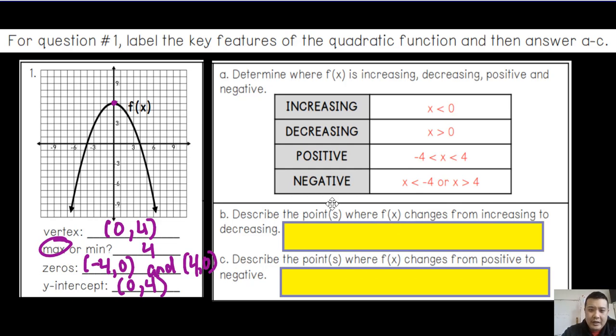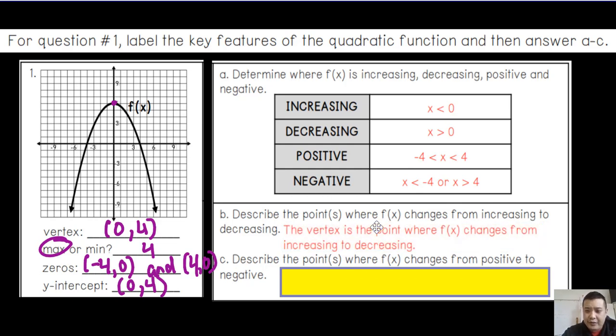Describe the points where f of x changes from increasing to decreasing. Well, it changes from increasing to decreasing at the vertex. As we can see, it goes from increasing, gets to the vertex, and then goes to decreasing. So wherever the vertex is, that's where the function changes from increasing to decreasing, or decreasing to increasing if it opens upwards.